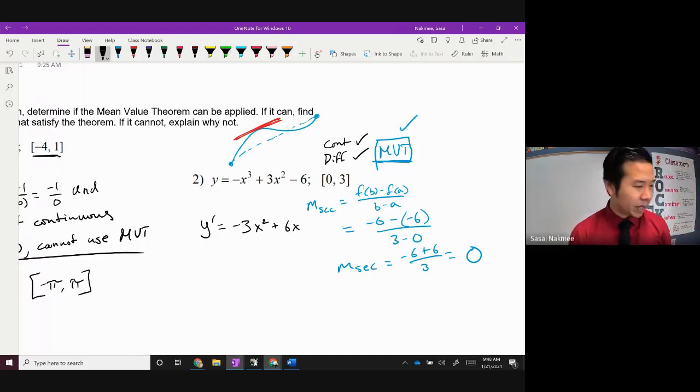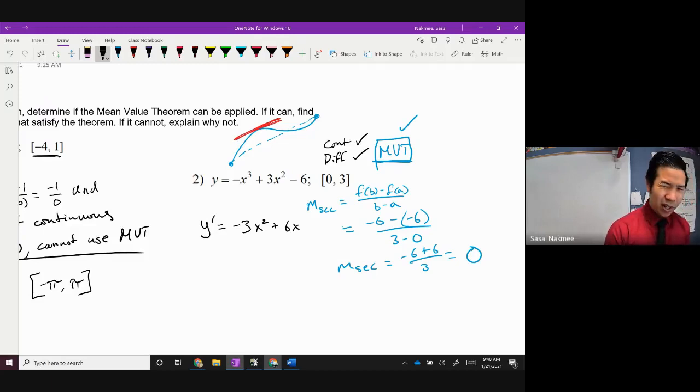Have you guys become masters at taking derivatives yet? Hopefully you have. No product rule needed, no chain rule needed for this one though. Very easy one. Set these equal to the slope of the secant line. So I have here negative 3x squared plus 6x is equal to 0.